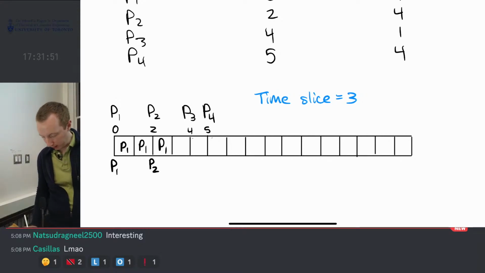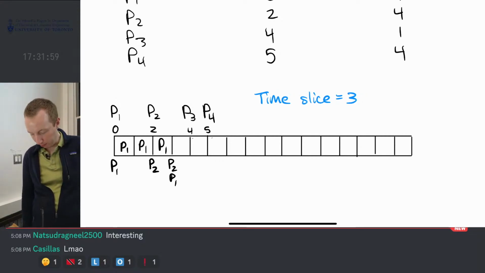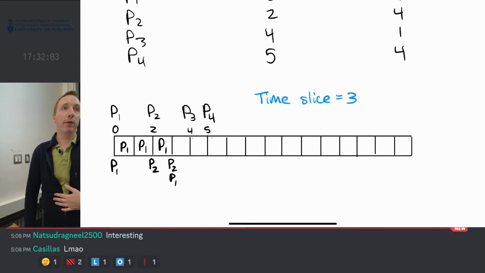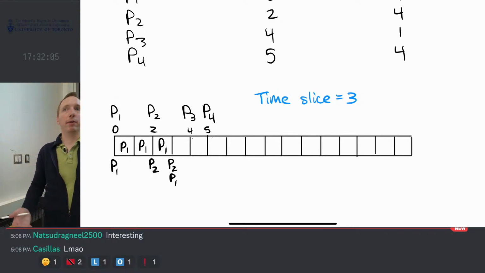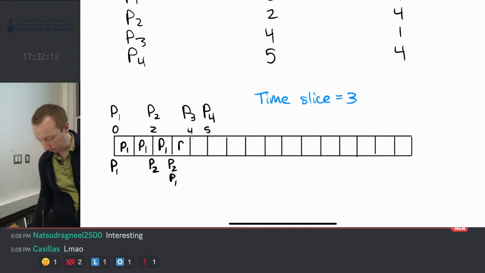And then here, whenever P1 is done its time slice, it still wants to execute. So we would throw it to the back of the queue. So at time 3, our queue would be P2, then P1. So if we want to figure out what to run next, it's just whatever is at the front of the queue. So the next process to run is P2. So P2 would run for its 3 time units.